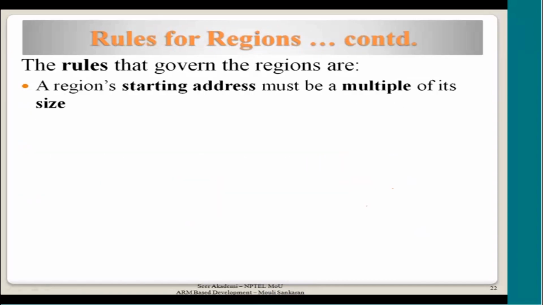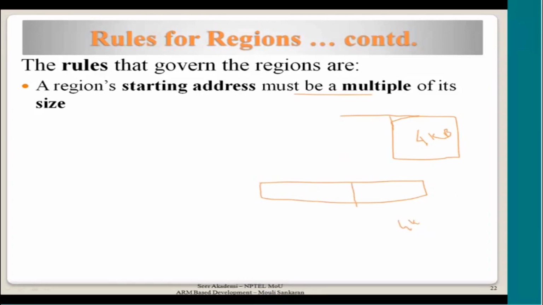Okay, some more rules. The region starting address must be a multiple of its size. Suppose I tell you the size is 4K, kilobytes. The region starting address should also be aligned to 4 kilobytes. That means, given an address, 4 kilobytes will occupy how many bits of the address? 12 bits. You know that by now. So the starting address has to be aligned to this size. That means all of these bits will be 0. Now what happens if it is 8 kilobytes?